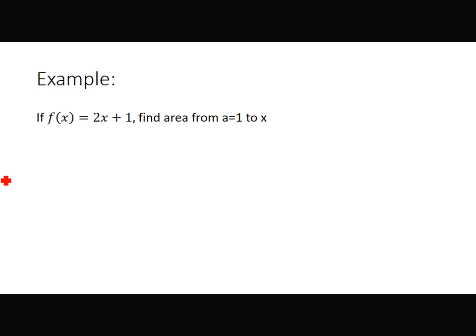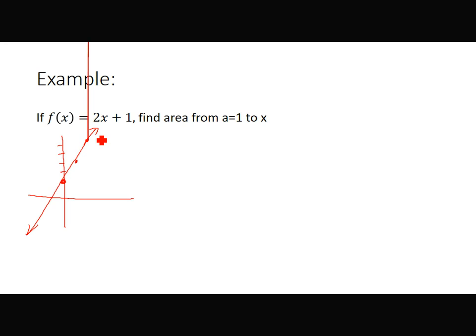So here we're just going from 1 to x, so it's an arbitrary angle. So I just want to show you this example. Again, it's linear, so we're going to use a trapezoid. If I were to graph this function, it has a y-intercept of 1, and it goes up 2 over 1, up 2 over 1. So this graph looks something like this.